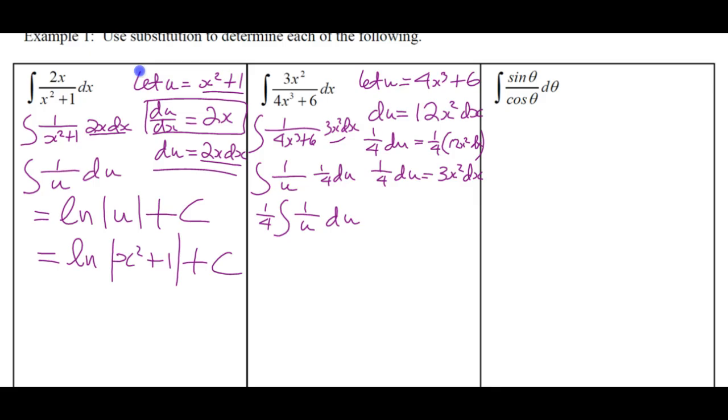Can we just do that? Yes. Oh, we need equal signs all the way along here. So 1 quarter, now you drop the integral sign, because we're just going to take the integral, which is ln u, with absolute value symbols around it, and on the end, plus c.